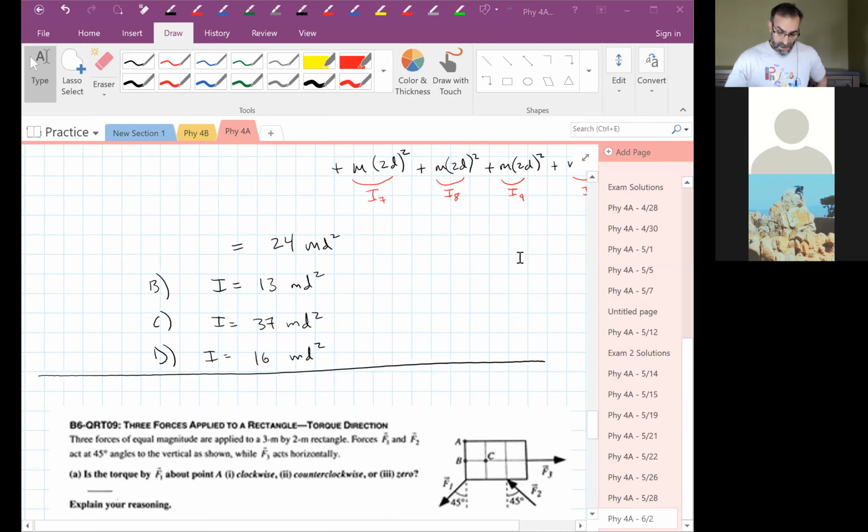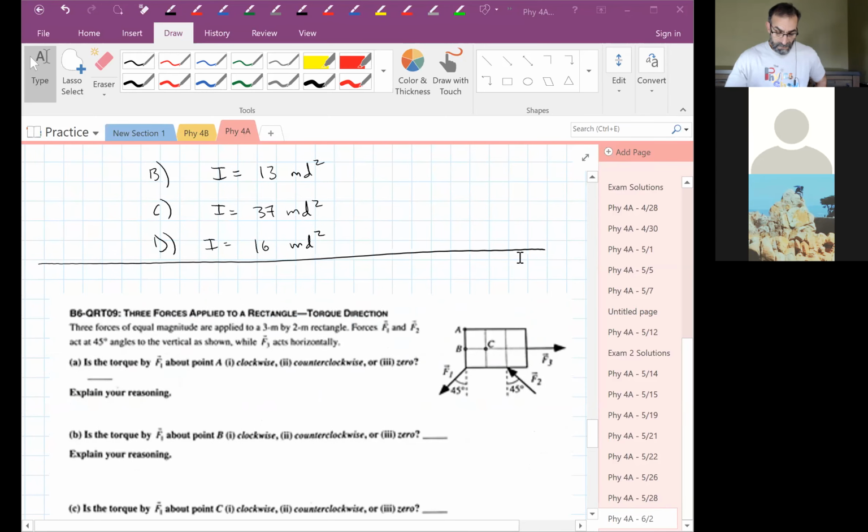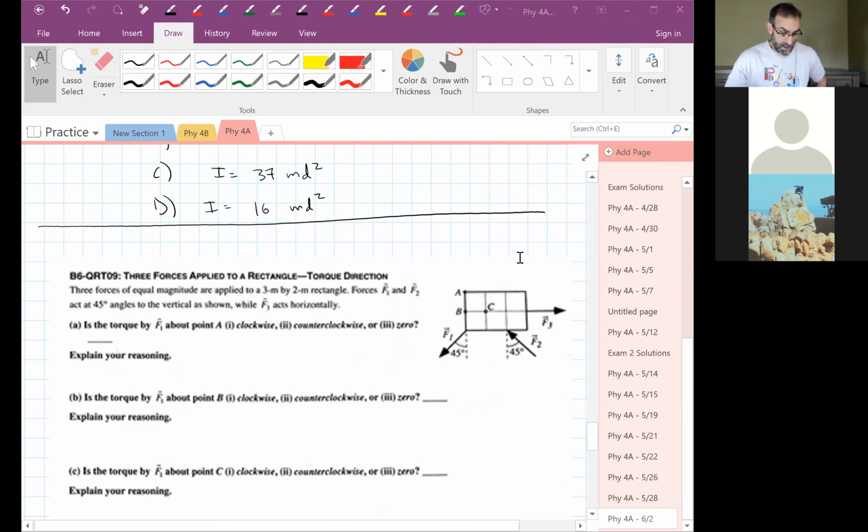Let's take a look at this object. We've got a 3 meter by 2 meter rectangle over here on the right side, and 3 forces, F1, F2, and F3 being applied to it. They're all equal magnitude, but they're being applied at different angles and locations to this object. Think of it like a big board or something, a big flat solid object.